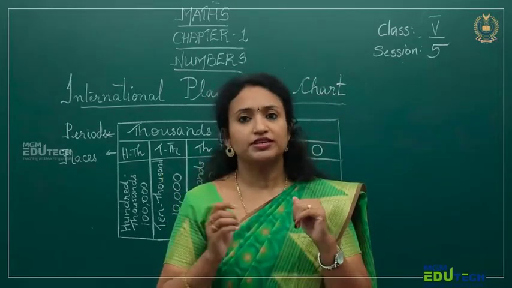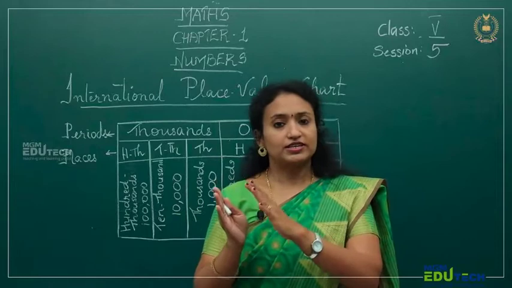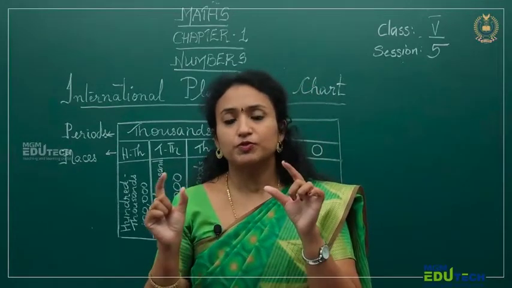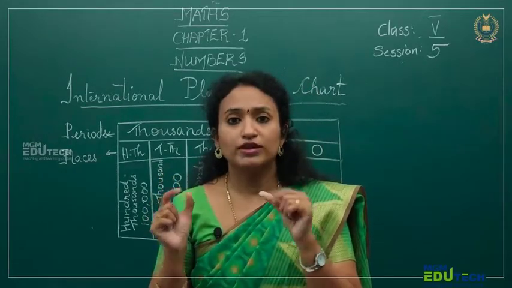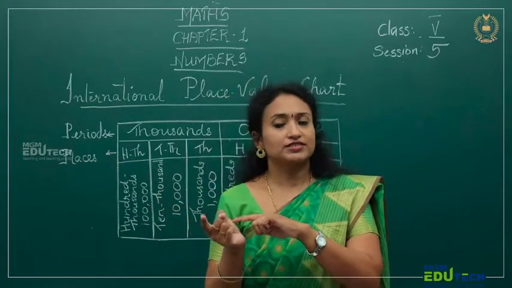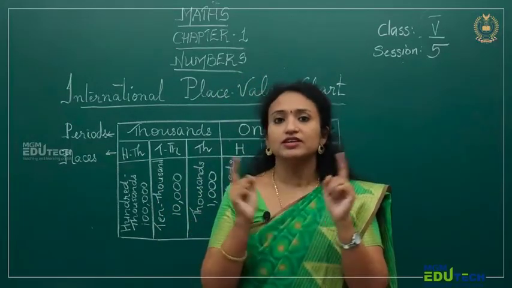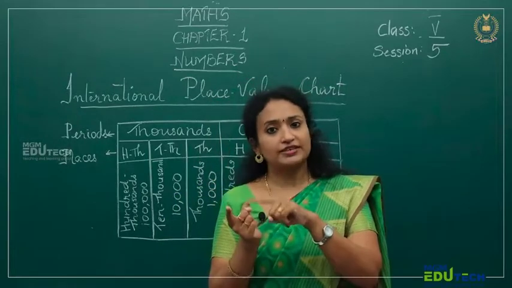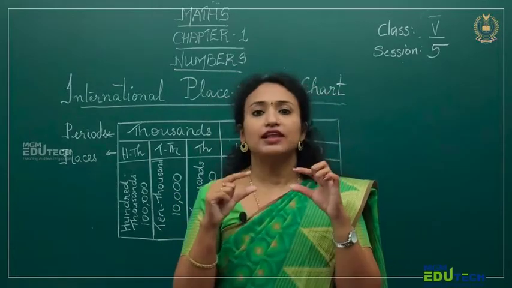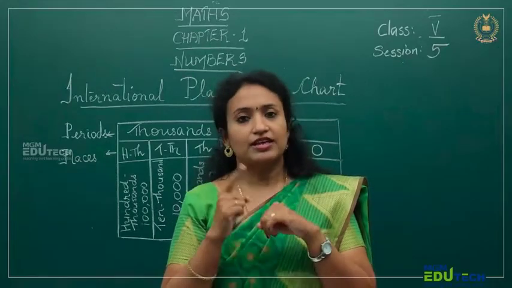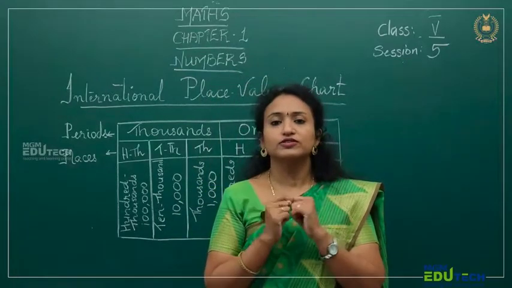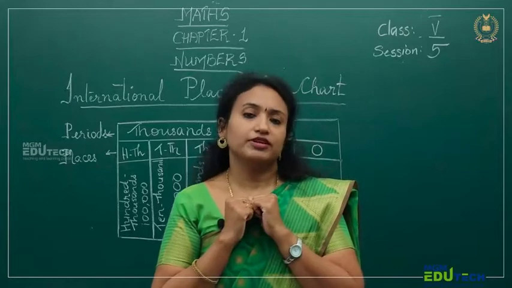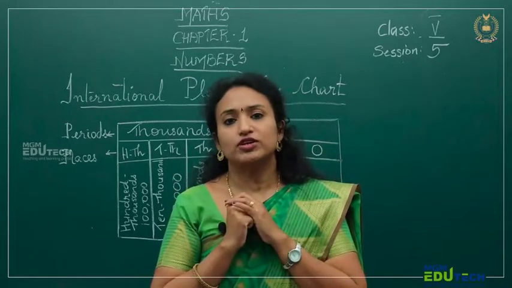And how was it divided? Ones, tens and hundreds came under which period? It came under the ones period. Then you saw thousands and 10,000s. They came under the thousands period. Then you saw lakhs and 10 lakhs. They came under the lakhs period. Correct? And then you saw crores and 10 crores. They came under the crores period. So that was our Indian place value chart.